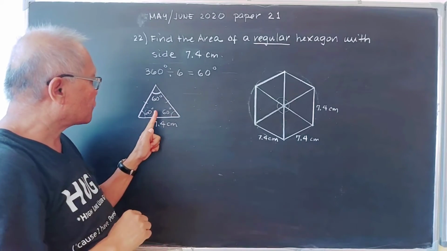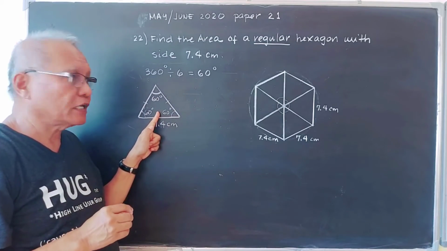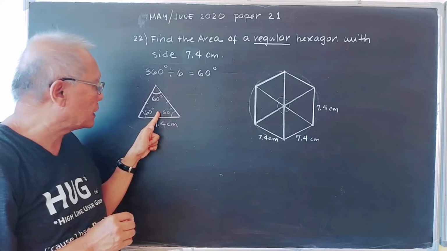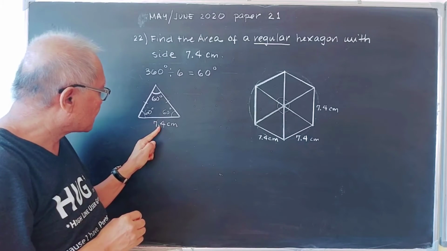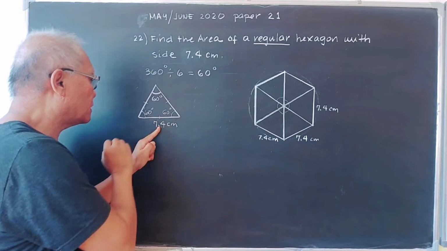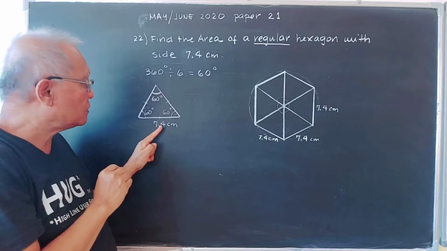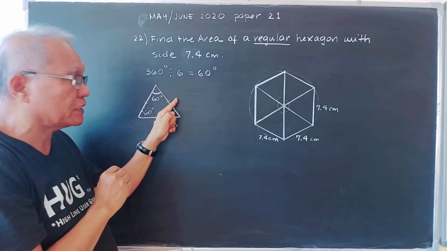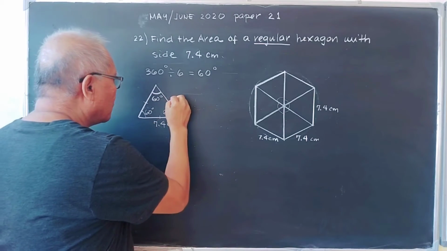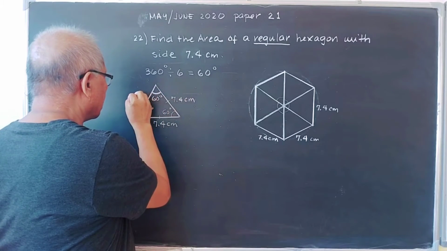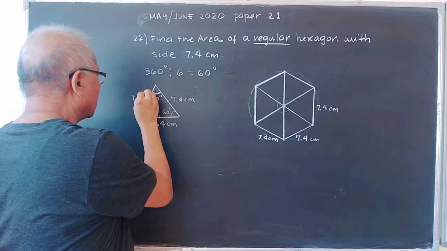So what kind of triangle is this? This is an equiangular or equilateral triangle. Therefore, if this side is 7.4 centimeters, what can we say about the two sides? They are also both 7.4 centimeters.